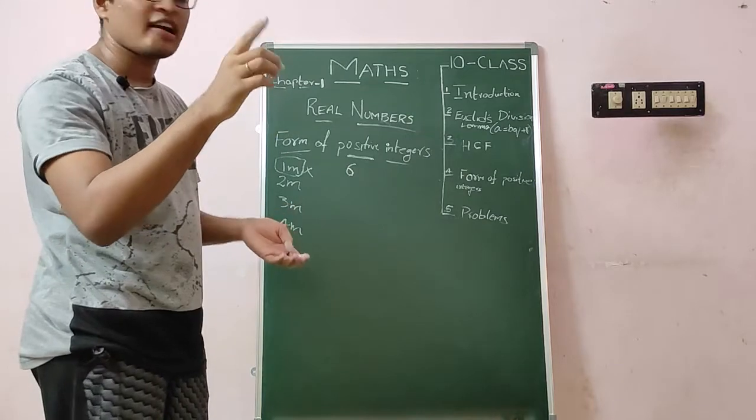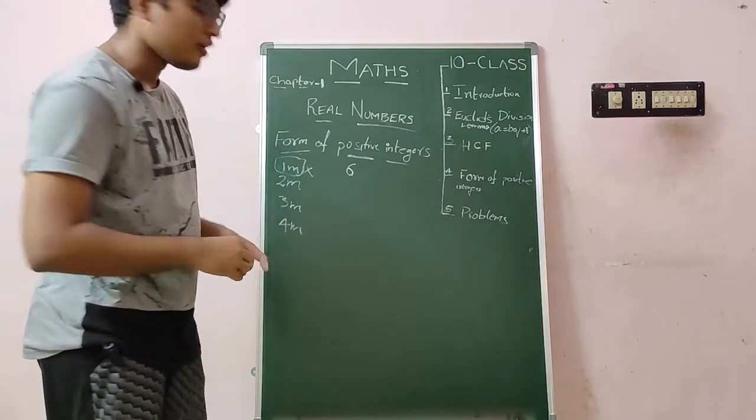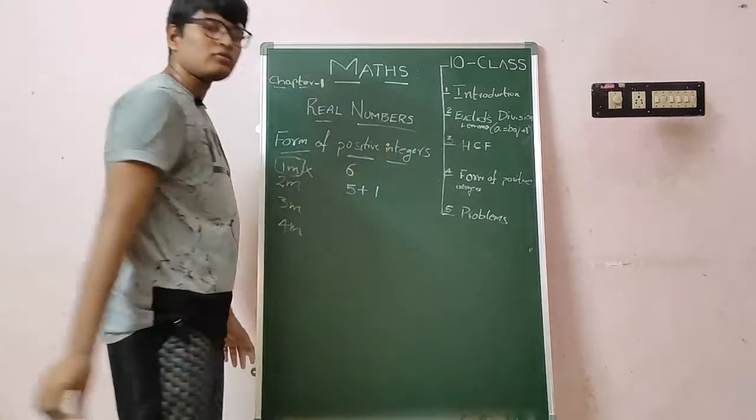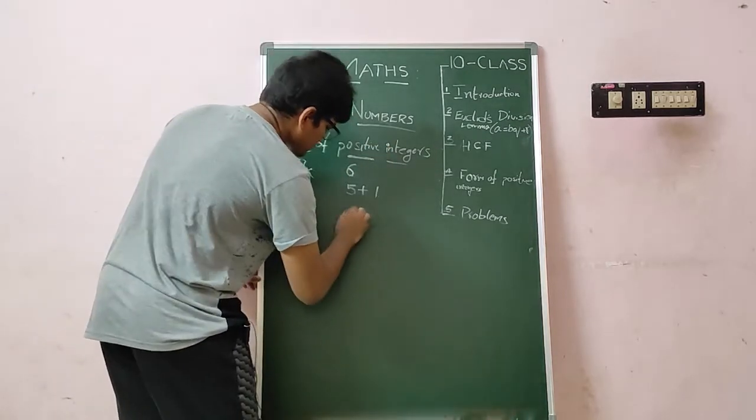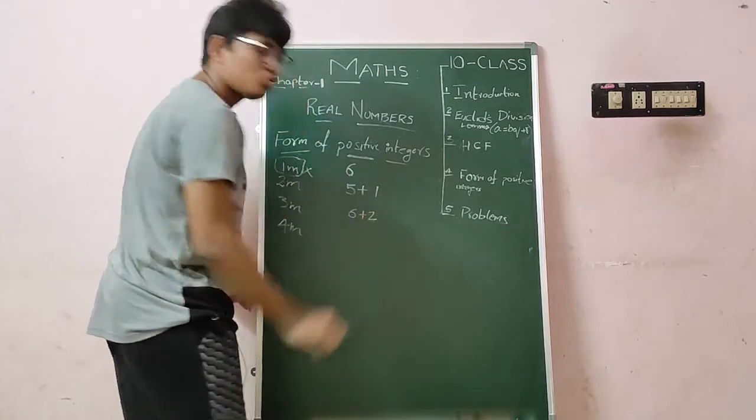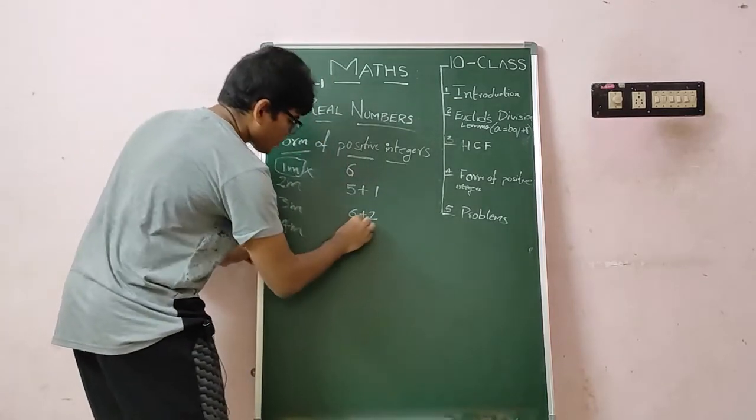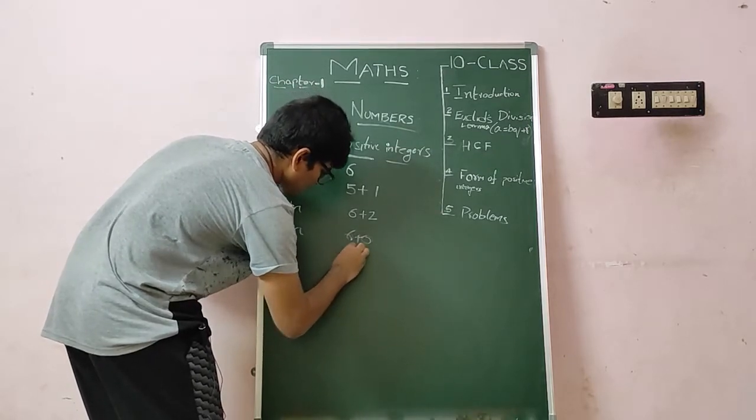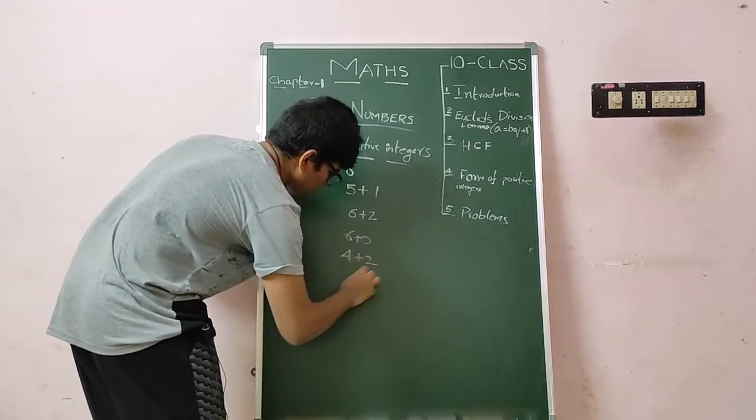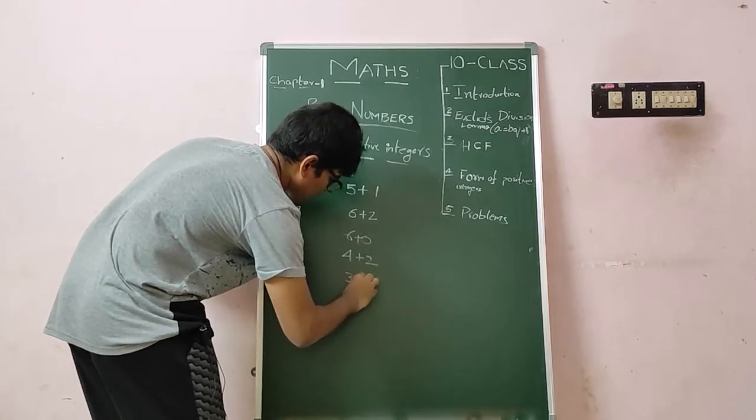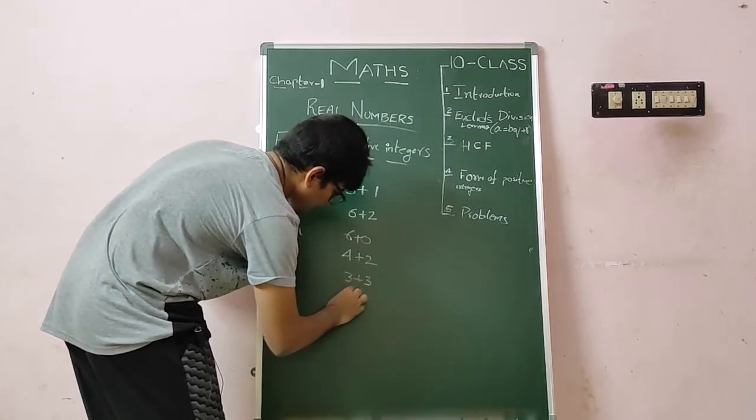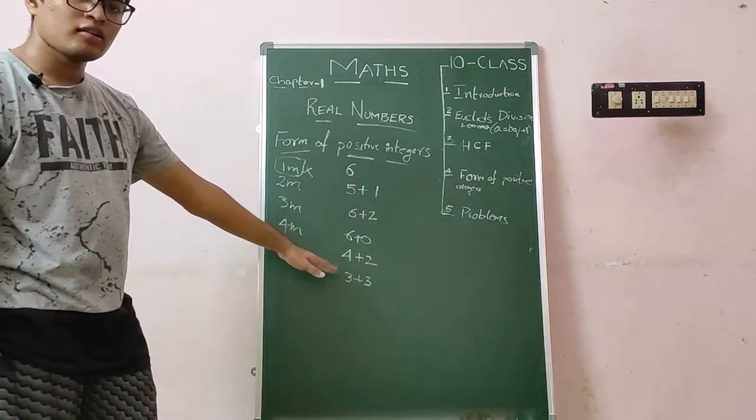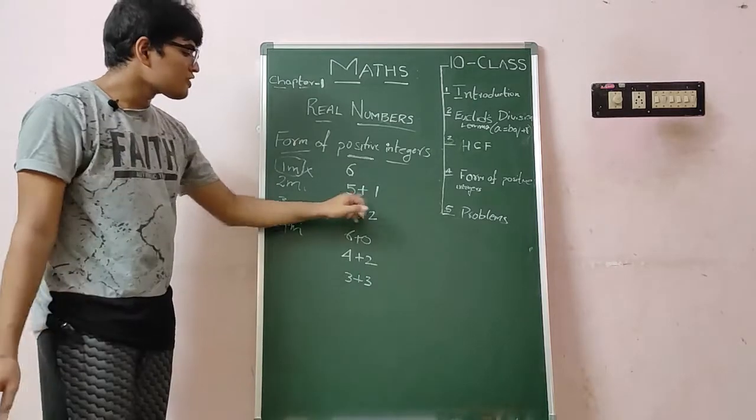We can write 6 as 5 plus 1, right? Next, 6 plus 0. Next, 4 plus 2, 3 plus 3. Is there another one? No, students.